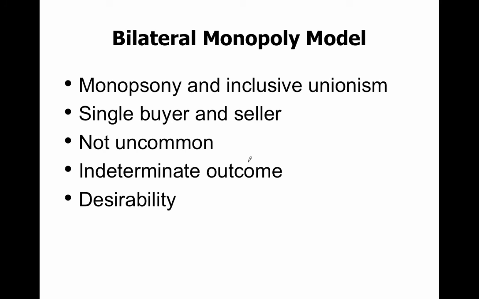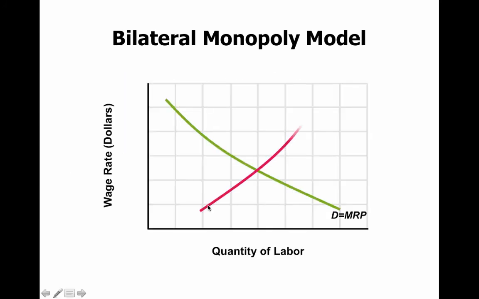So a bilateral monopoly exists when you have a monopsony and an inclusive union working together, which means there's a single buyer and a single seller. The situations are actually relatively common, but here's the thing. We don't know what's going to happen to wages. We can't tell. But I think we can argue that it is a relatively desirable thing, and you'll see it when we look at it graphically. So we have a monopsony, which means that your MRC is not going to be the same as your supply curve. Okay, so let's see what we get.